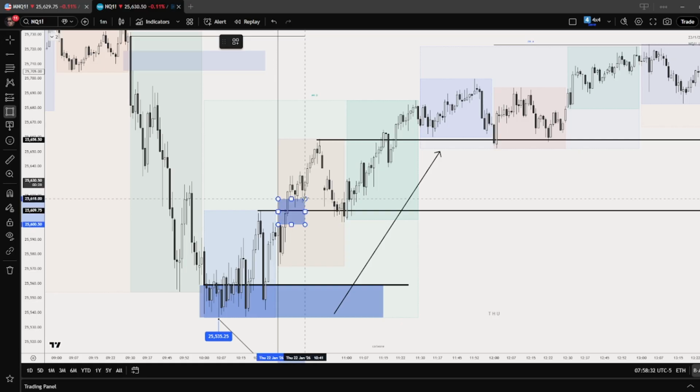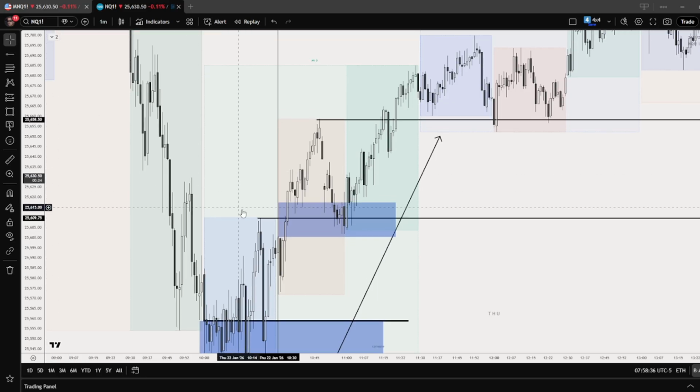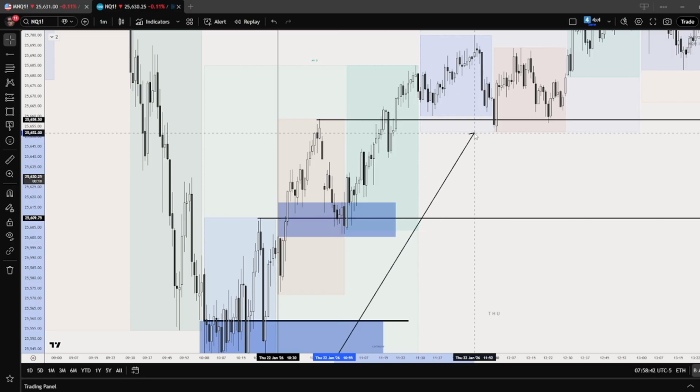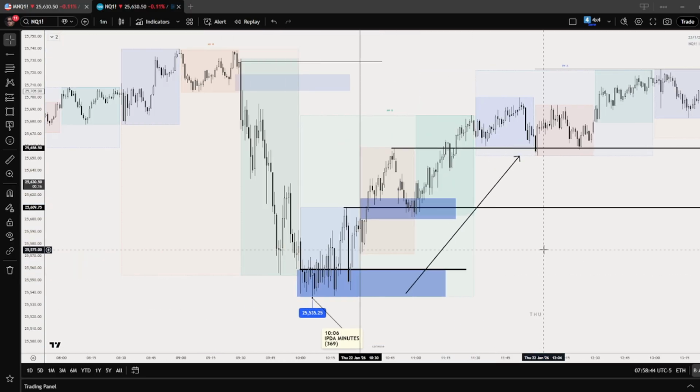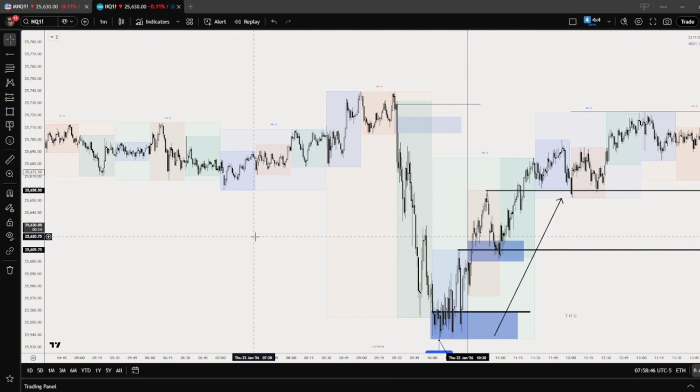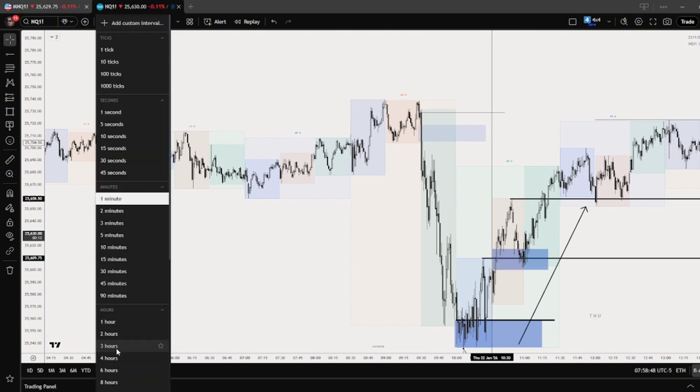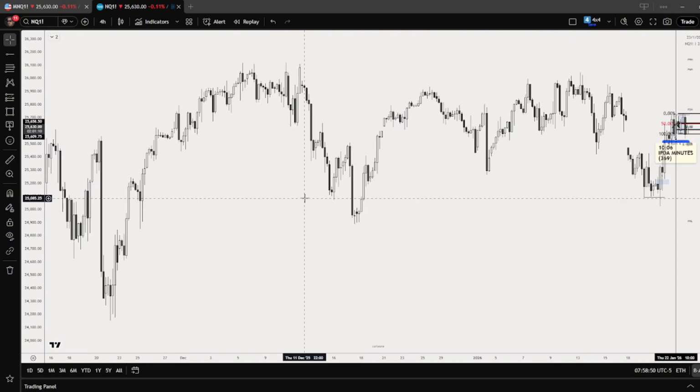Pay close attention to that sequence of fair value gaps that we created displacing through that high. This is a very important signature. Let's now go back to the higher time frame.